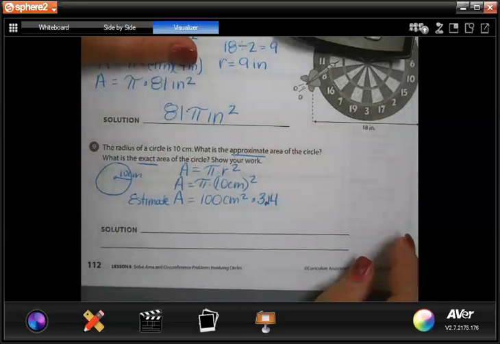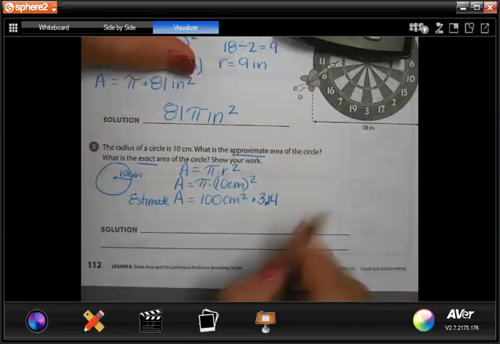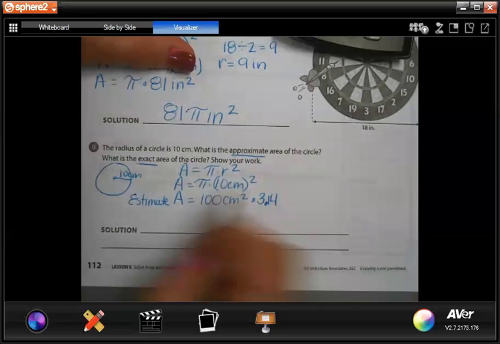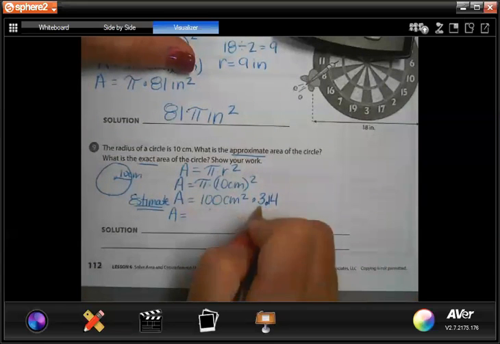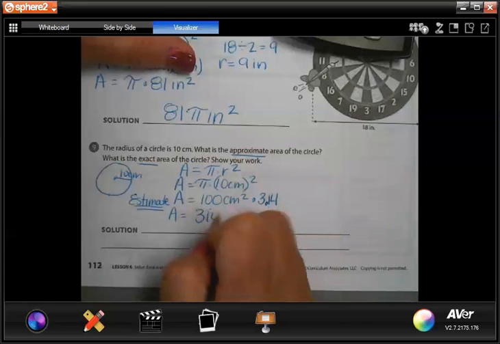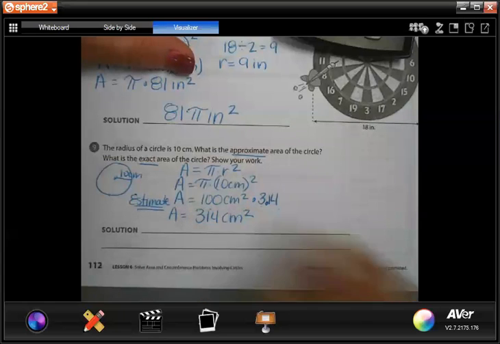Now, I know you guys know that pi is like 3.1417, blah, blah, blah. It keeps going. It's called an irrational number. It never, ever stops. But for pi's sake today, we're always going to just round it to this. So our estimate of the area of this would be 100 times 3.14, which is 314 centimeters squared.